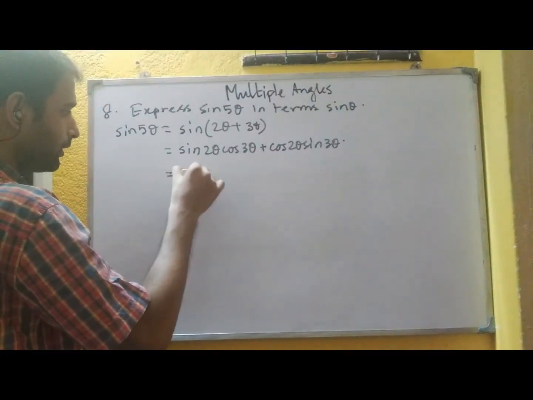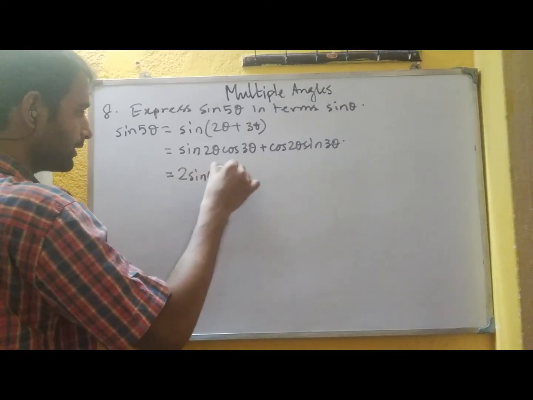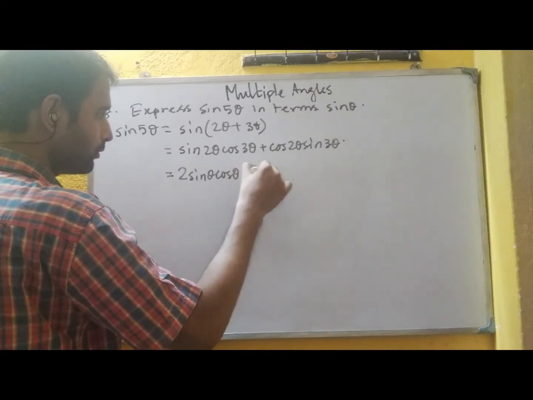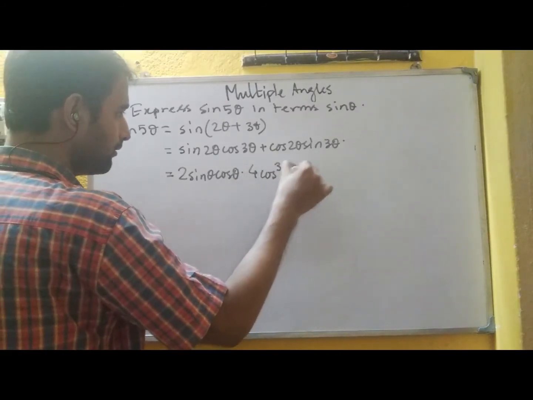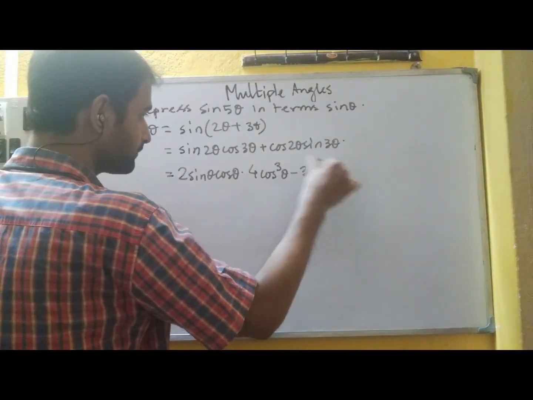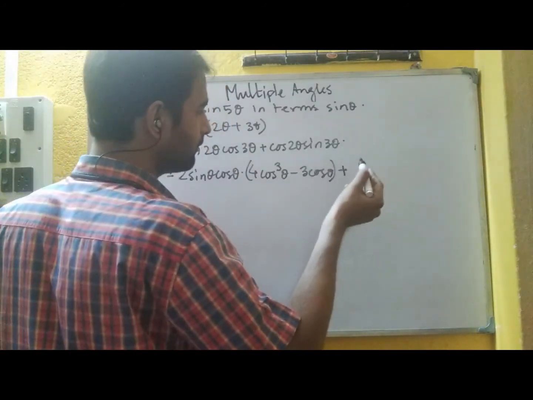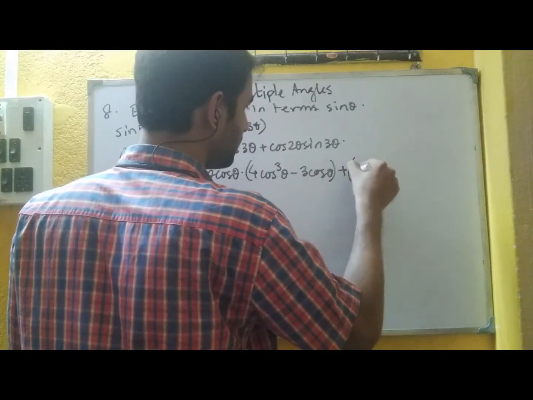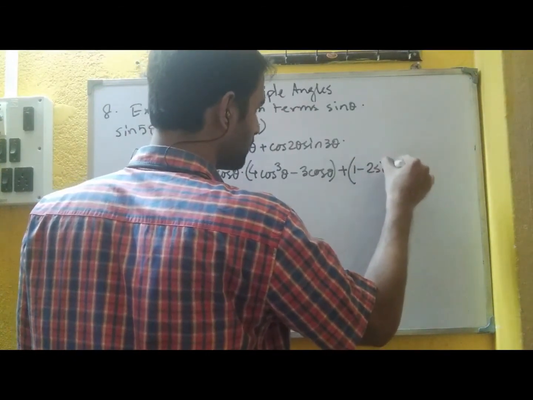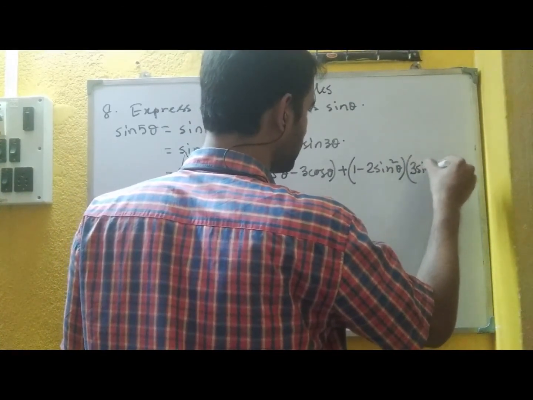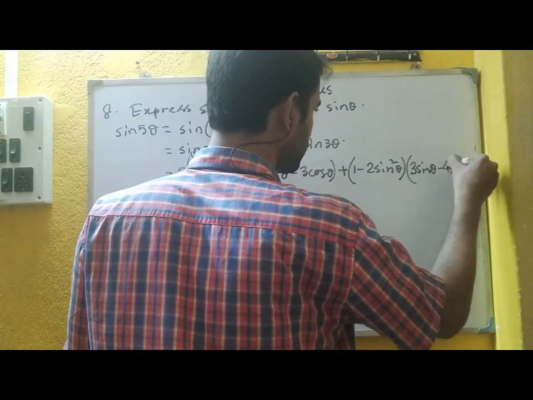Now see, we can apply the formula of sin 2 theta as 2 sin theta cos theta, and we can apply the formula of cos 3 theta as 4 cos cube theta minus 3 cos theta. Similarly, for cos 2 theta, since we have to convert it into sin, we can apply 1 minus 2 sin square, and for sin 3 theta we can apply 3 sin theta minus 4 sin cube theta.